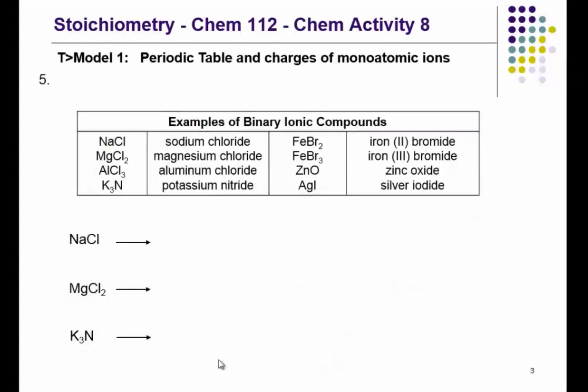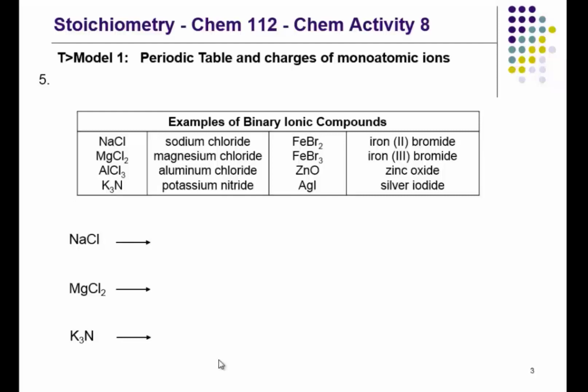Let us proceed. In key question number 5, I ask you to infer the formulas for certain compounds by using the examples of the binary ionic compounds found in this table in teaching model number 1. The idea is we want to look for patterns. Consider the first compound, sodium chloride. Why does it have that particular formula?